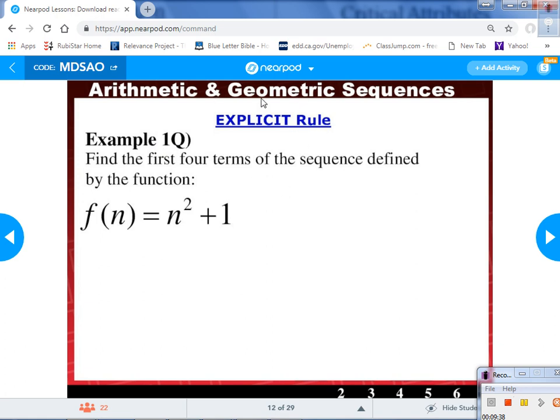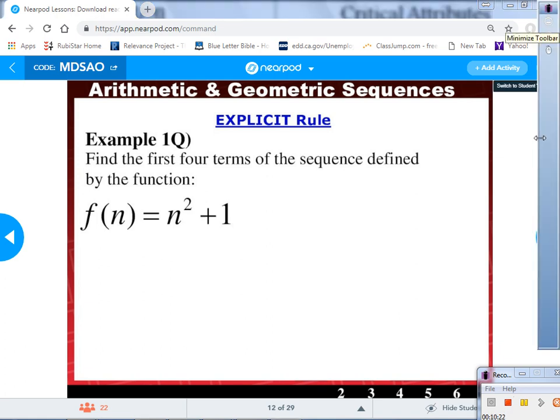Right now we're focusing on which rule? Explicit rule. Okay. And it says, find the first four terms of the sequence defined by the function f of n equals n squared plus 1. If you notice, this is very similar to one that we did yesterday in the lesson, where Bree worked so many hours, and they give us the function f of x equals 5x. You guys remember that one? And then we substituted values in the table.